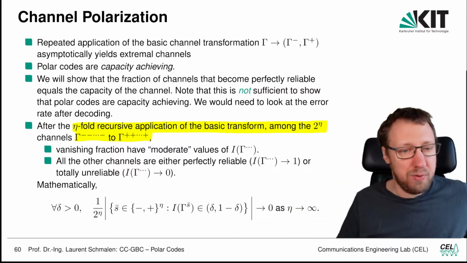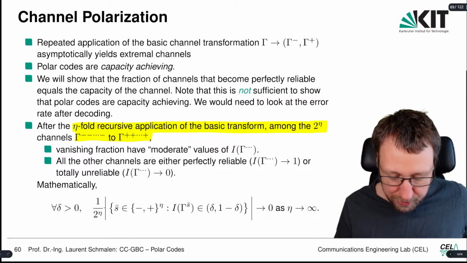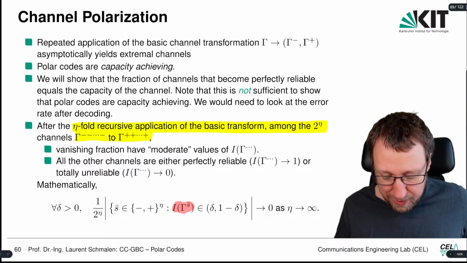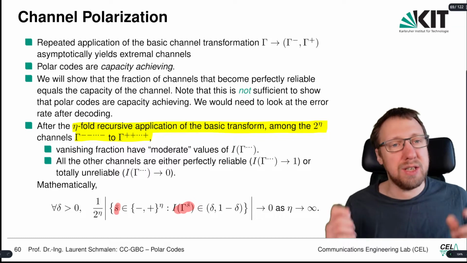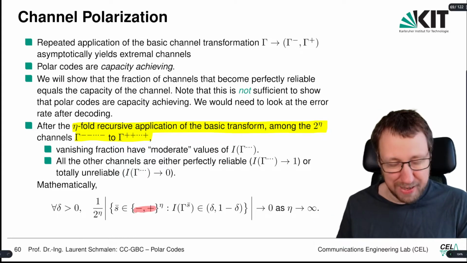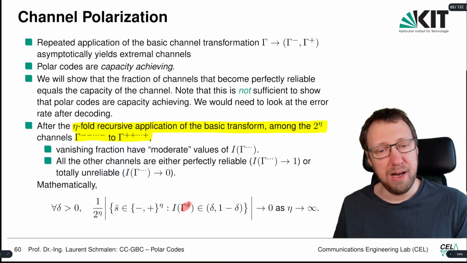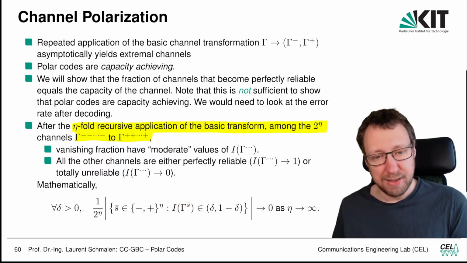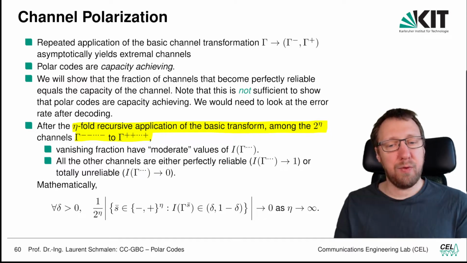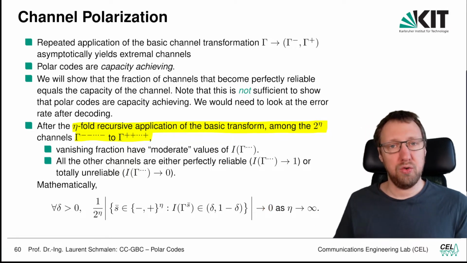So this is something that we can express. For every delta larger than 0, we count the channels that are intermediate. S bar is a sequence of eta pluses or minuses, so we are looking at all possible sequences of plus and minus of length eta. Then we look at the mutual information of the channel gamma to the power S bar, and we count those channels that have a mutual information between delta and 1 minus delta, somewhere in the middle. This fraction will go towards 0 if eta goes to infinity. This is what we are going to show.